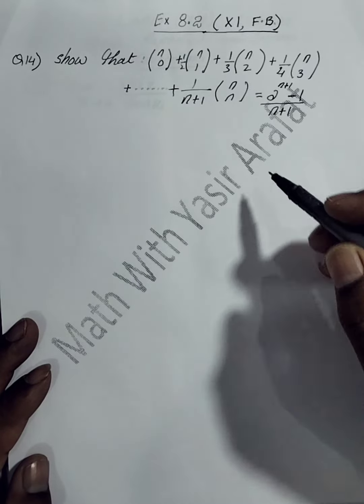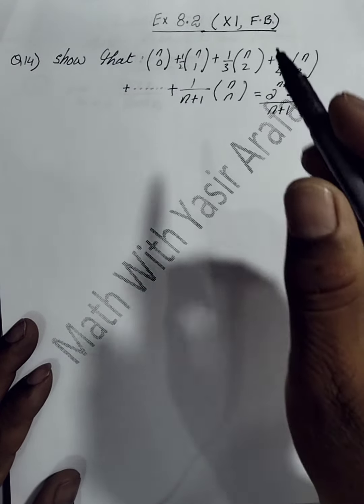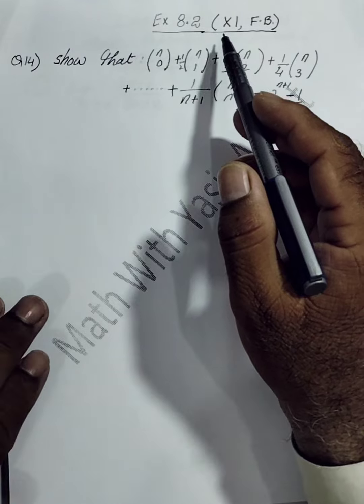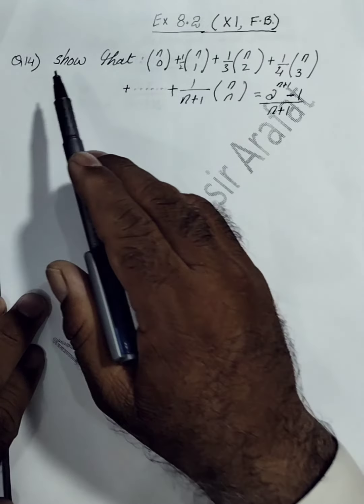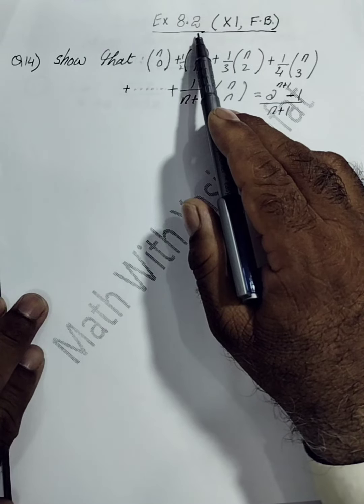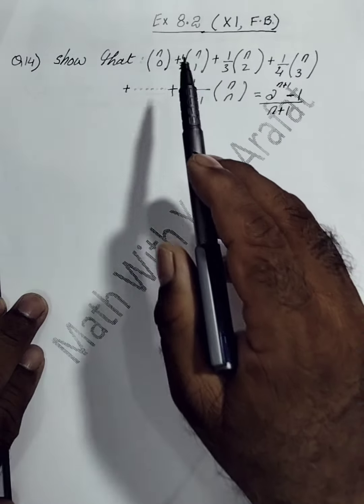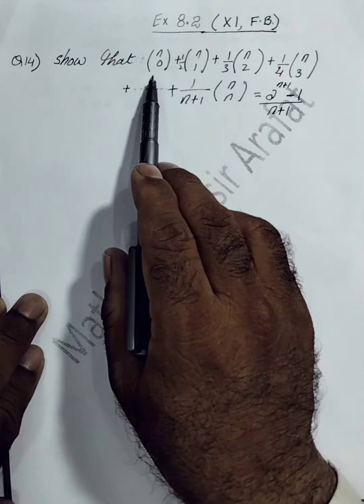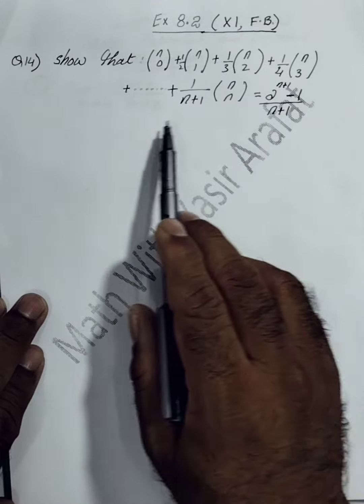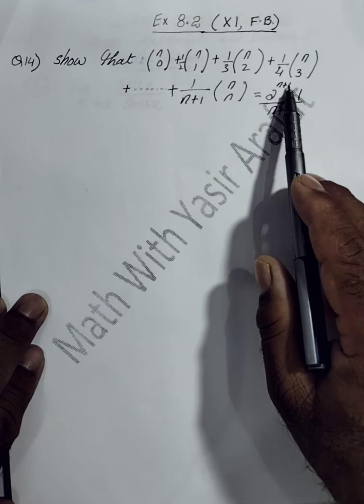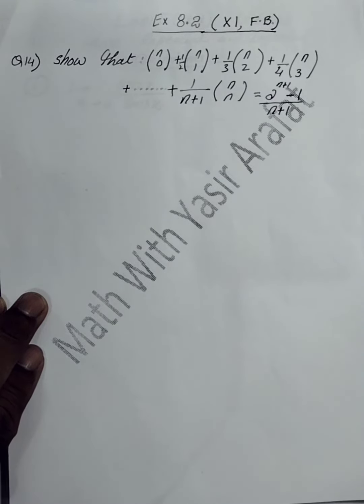You are watching Math with Yasir Rafat, and today we have to discuss a very important question, that is question number 14 of exercise 8.2, first year federal board. Here we have to prove this whole expression will be equal to (2^(n+1) − 1) divided by (n+1). So here we have to prove this statement.